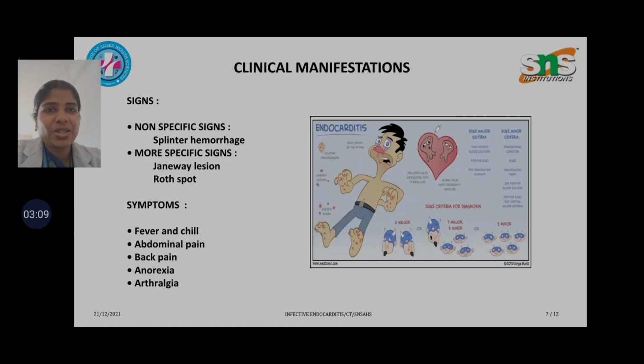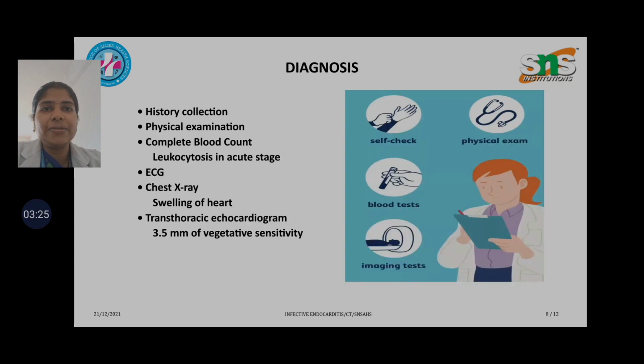Clinical manifestations are signs and symptoms. Signs that are non-specific include splinter hemorrhage, and more specific signs are Janeway lesions and Roth spots. Symptoms noted again are fever, chills, abdominal pain, back pain, anorexia, and arthralgia.